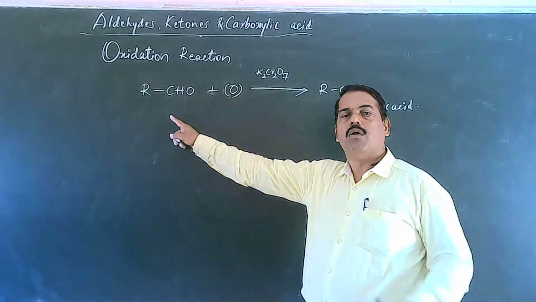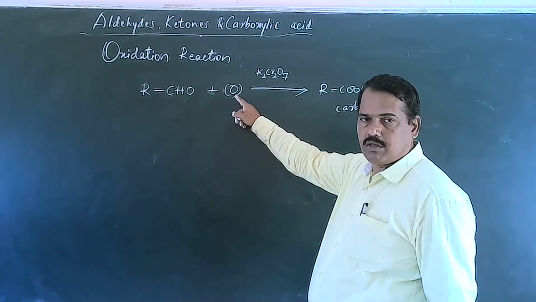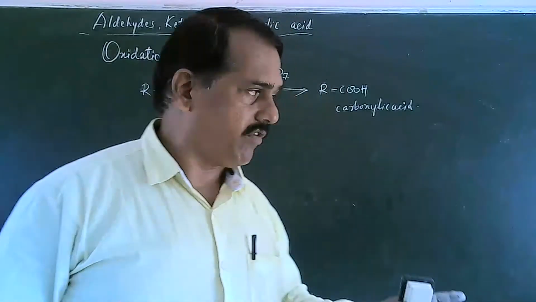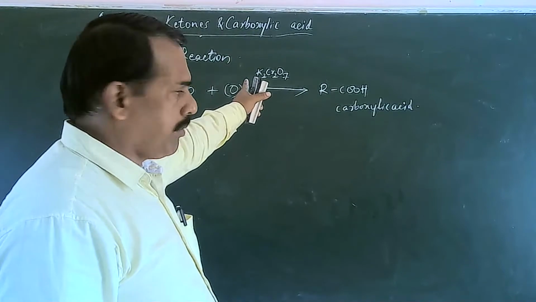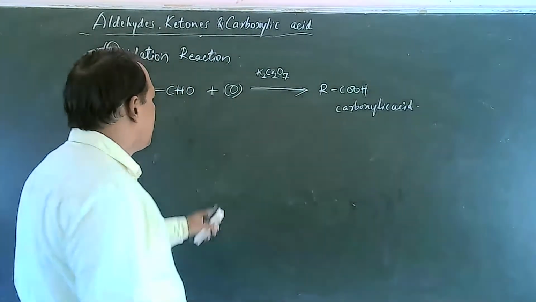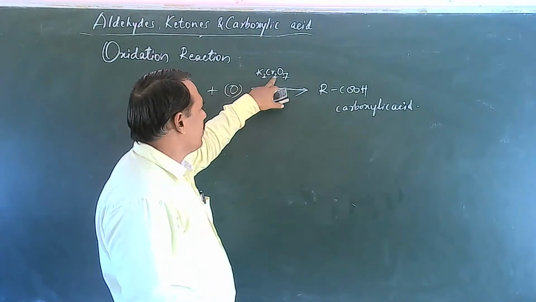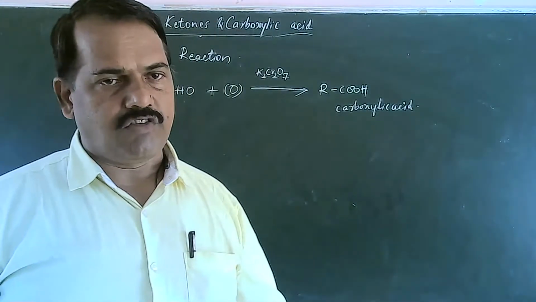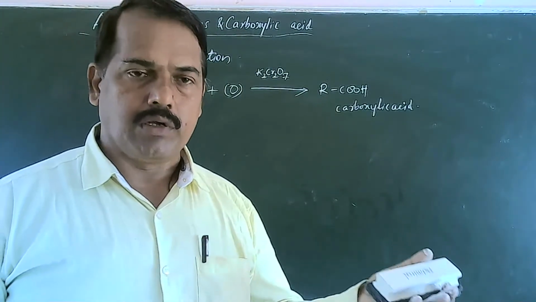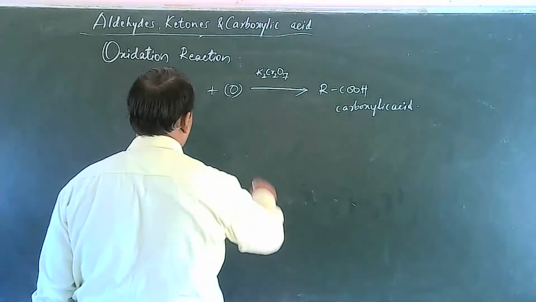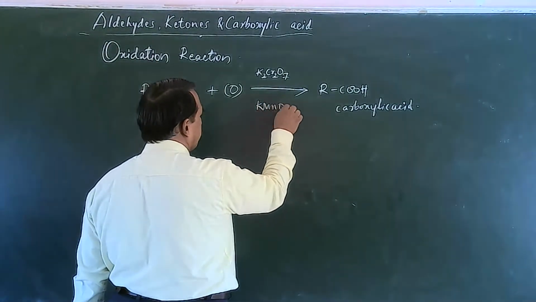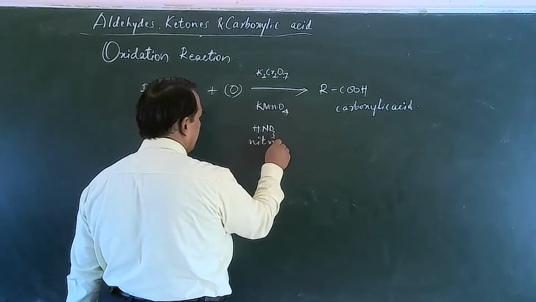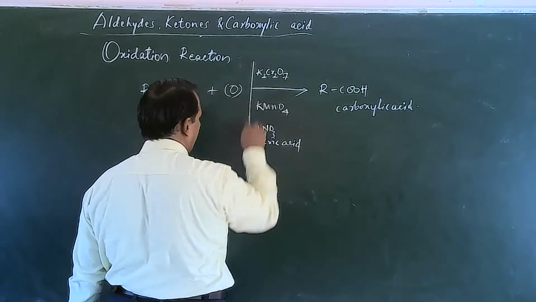When an aldehyde undergoes oxidation in the presence of a strong oxidizing agent like acidified potassium dichromate, K2Cr2O7, or potassium permanganate, KMnO4, or even with nitric acid, HNO3, these are oxidizing agents. These you have to remember.